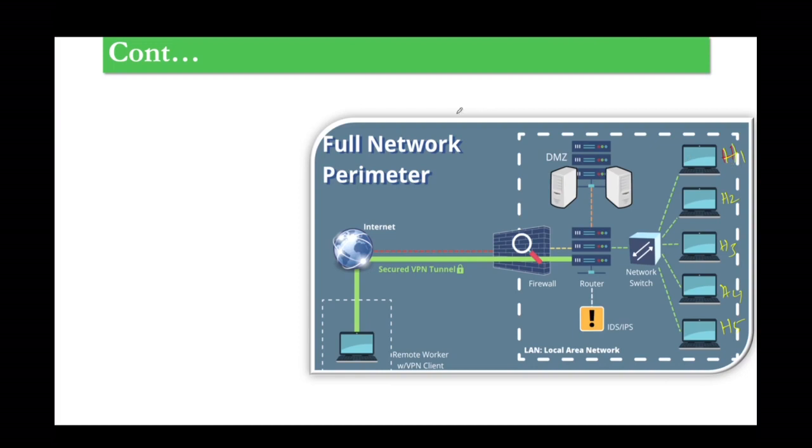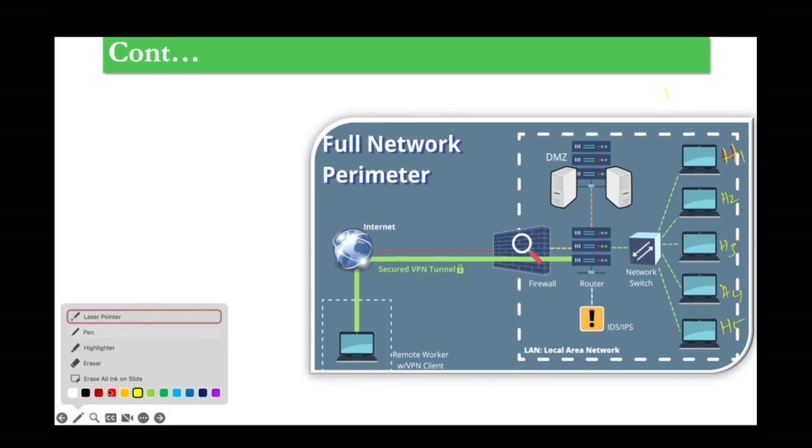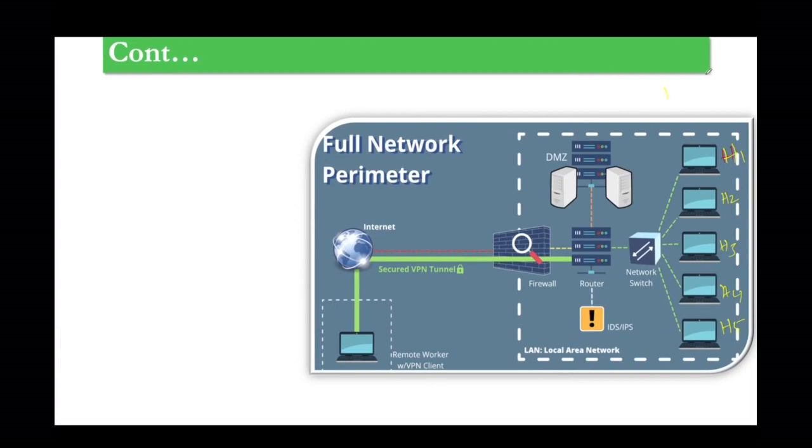So in this case, what is happening? Suppose here is the target. Let me just change the color. Suppose here is the target machine for us. The target machine is connected to the switch, the switch is connected to a router, the router is connected to the internet, and through the internet the pen tester is connected, suppose.